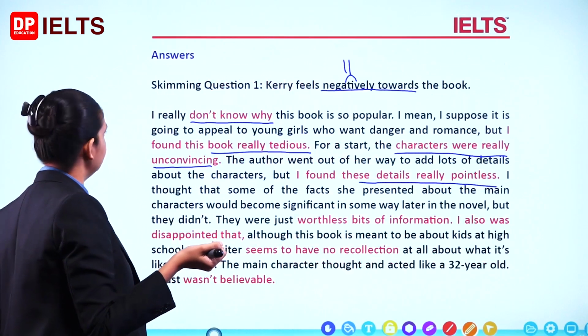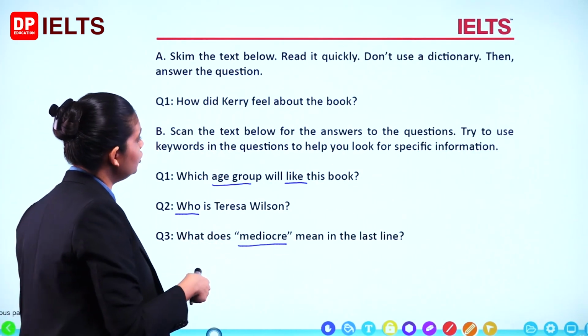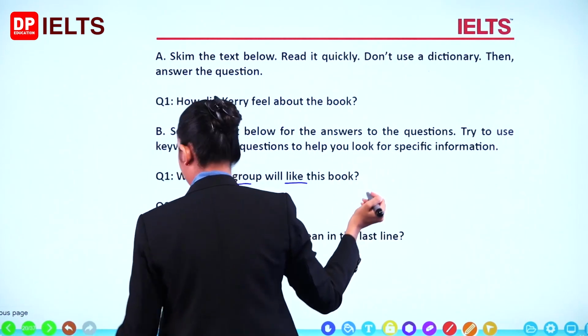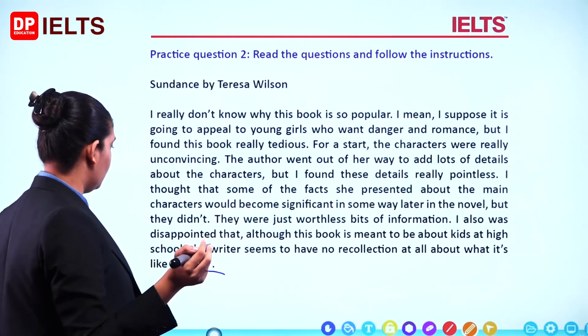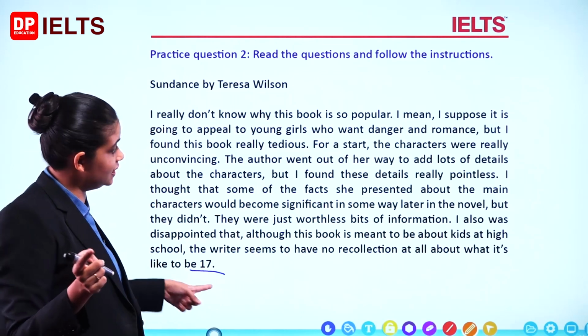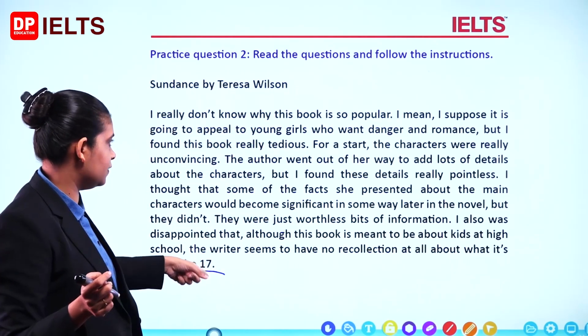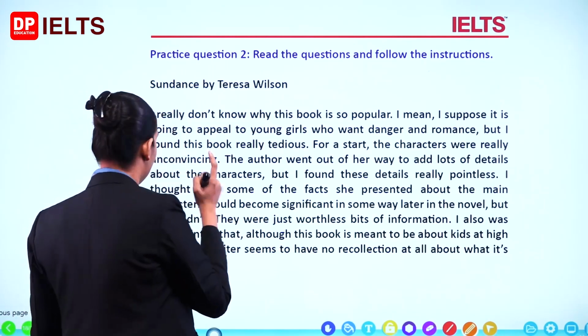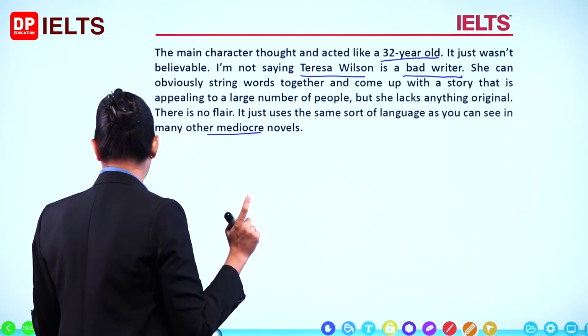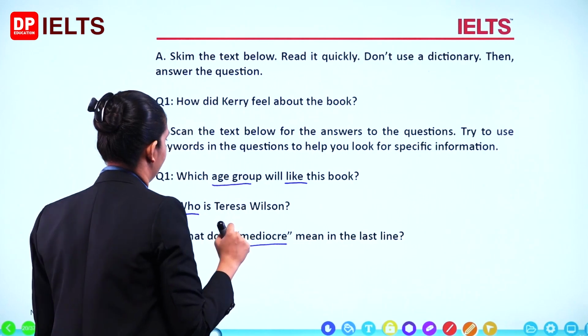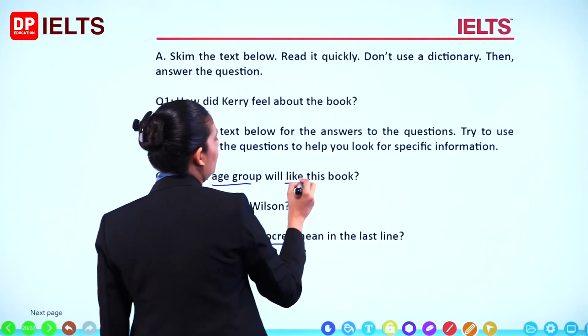So it says here, now, which age group? So young girls, right? And here, remember, we scanned 17. So you can see, if you didn't read a word and you just thought it was 17, how wrong it's going to be. Why is it wrong? Now comes the point here. Which age group are we looking for?